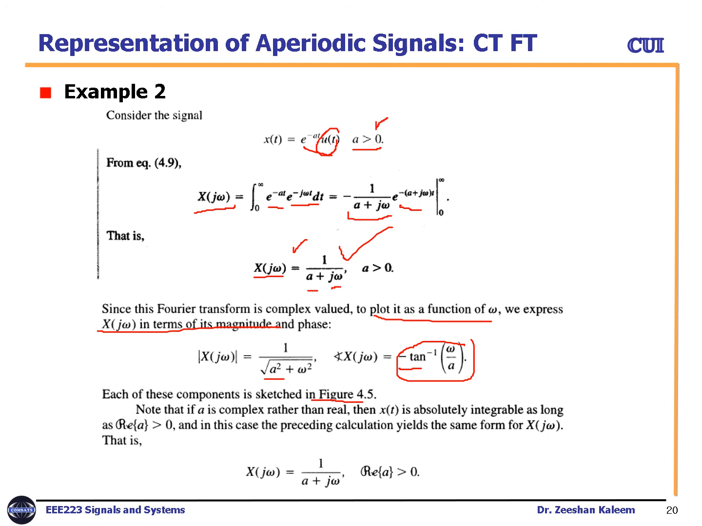But the thing you should remember is that if a is complex rather than real, then x(t) is absolutely integrable as long as the real part of a is greater than 0. In this case, the preceding calculation yields the same form of X(j omega), that is 1 over a plus j omega. So there will be no effect on the result as well.